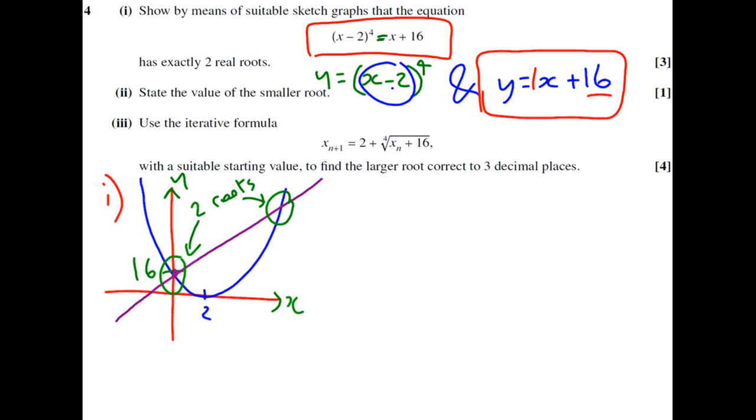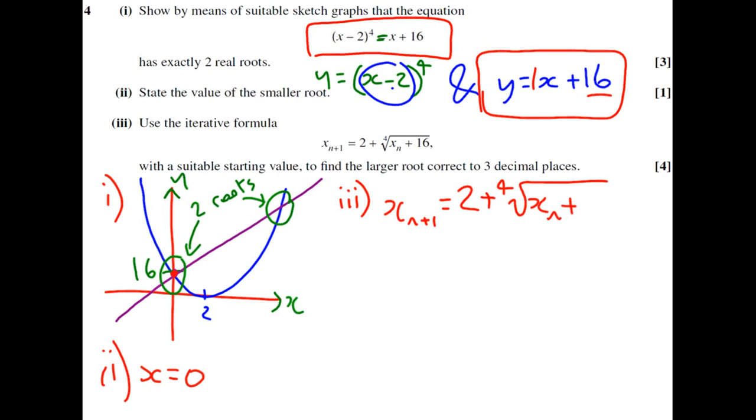State the value of the smaller root. Well, what we just talked about, here's the smaller root, and it's at x equals 0, isn't it? Part 3. Use an iterative formula. It tells you which one to use. To get your next answer, you do 2 plus the 4th root of x, the last guess, plus 16, with a suitable starting value. So it's keeping your options open here.